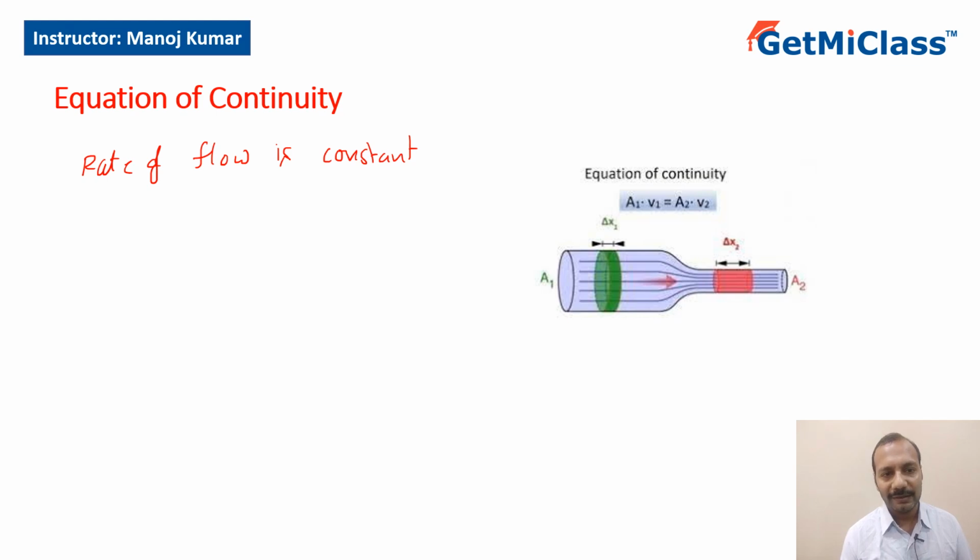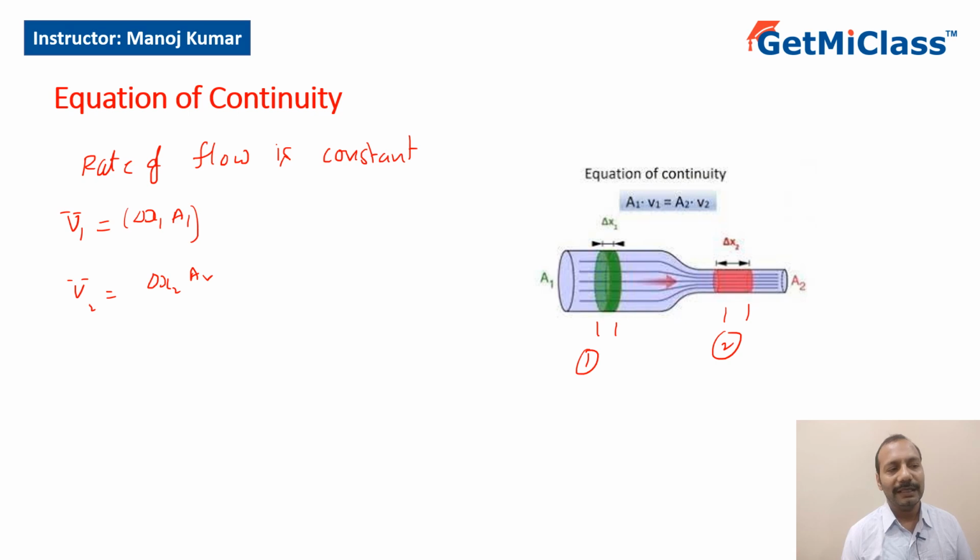So let me take this part. You can see that this part is 1 and this part is 2. So what is volume of flow? The volume of fluid entering at 1, I can write as delta x1 into A1. This is the volume of the fluid at point 1. And what is volume at point 2? It is equal to delta x2 into A2. This is volume.